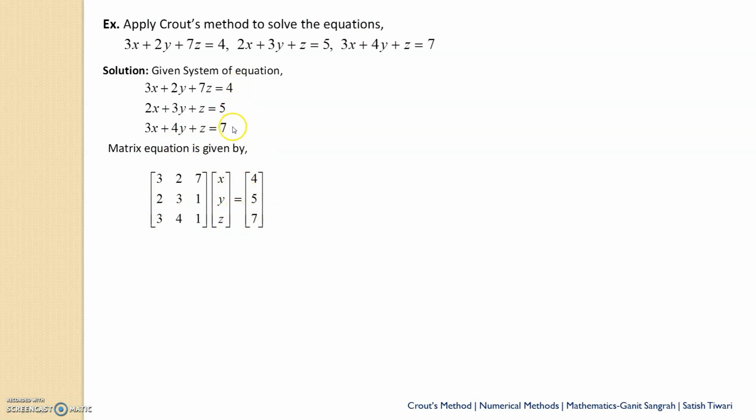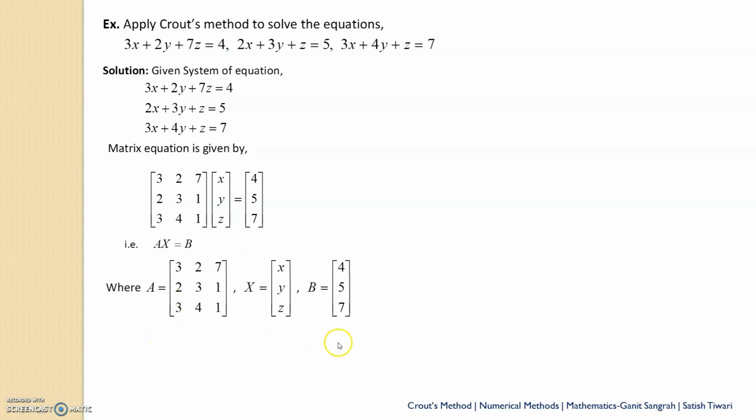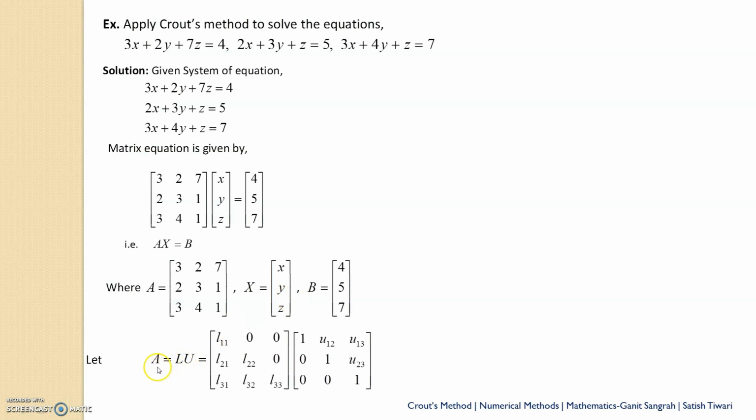This is the RHS part of the equation. And now for our convenience we denote this by A, this by X and this by B. That is what I have written here, that is A, X and B. Now further I just take the matrix A as L into U. L stands for the lower triangular matrix and U stands for the upper triangular matrix. Now just do the multiplication.